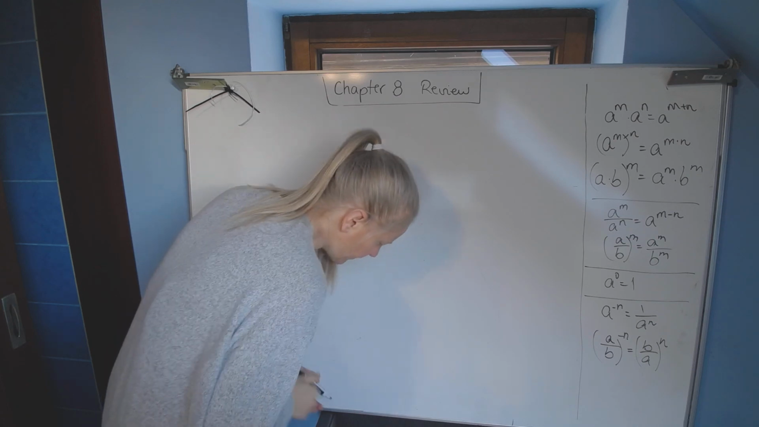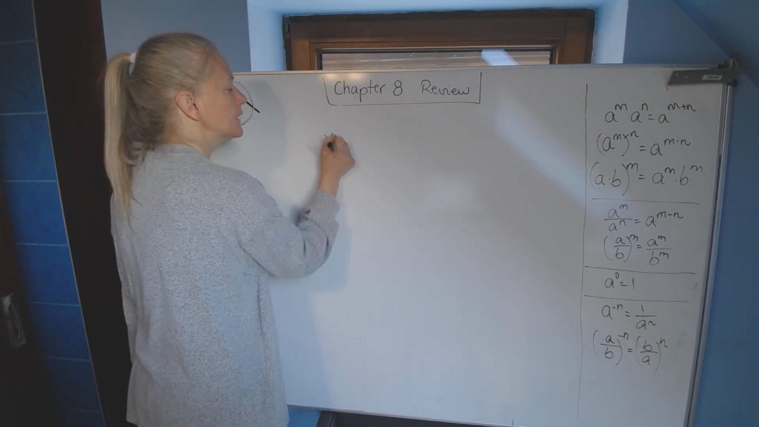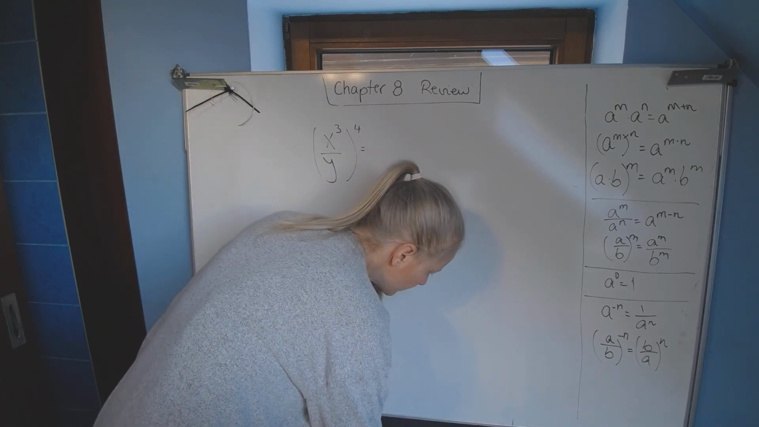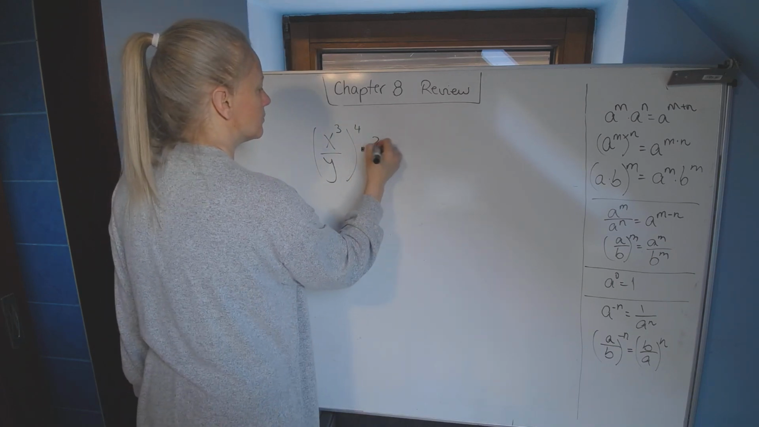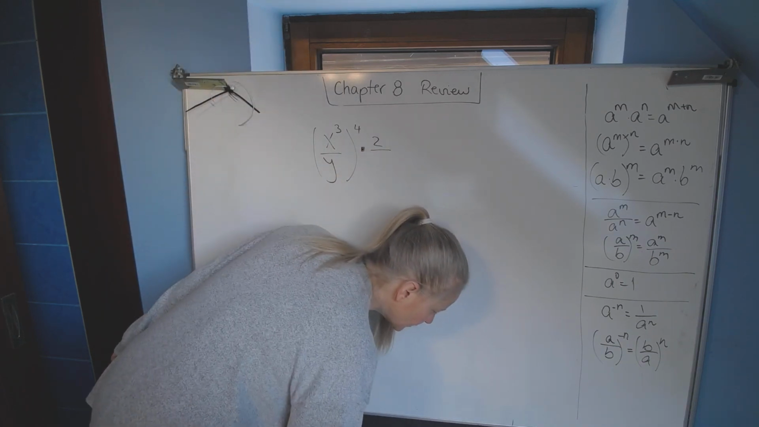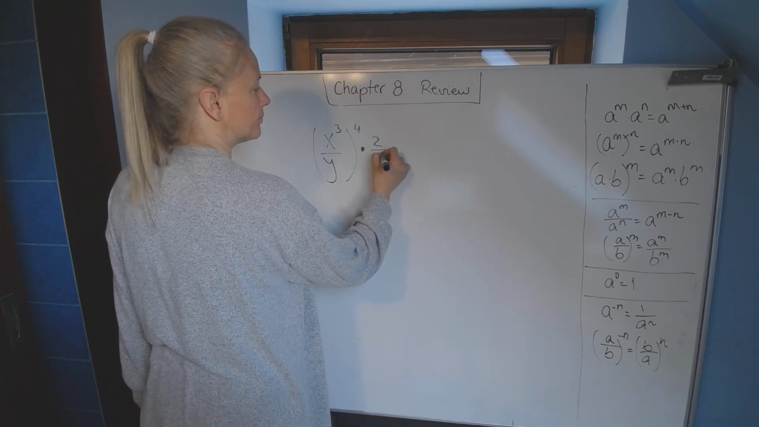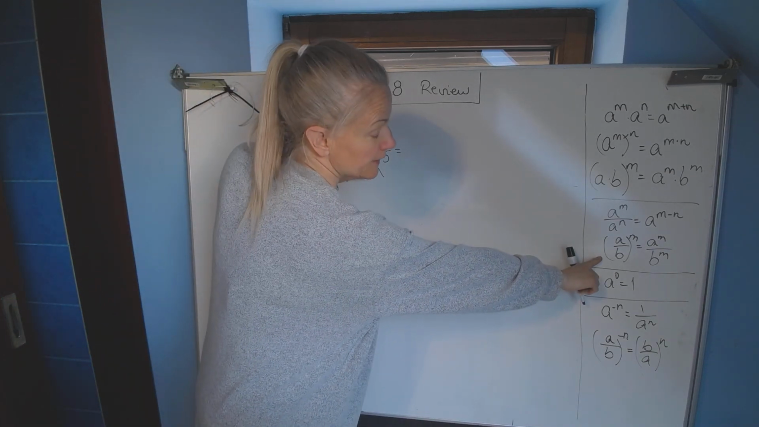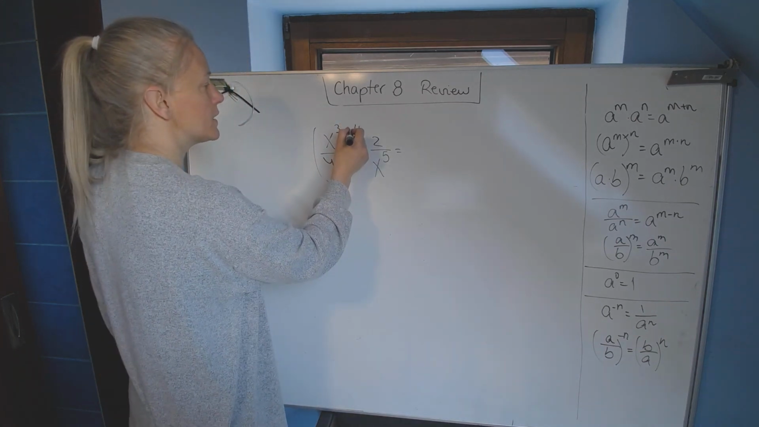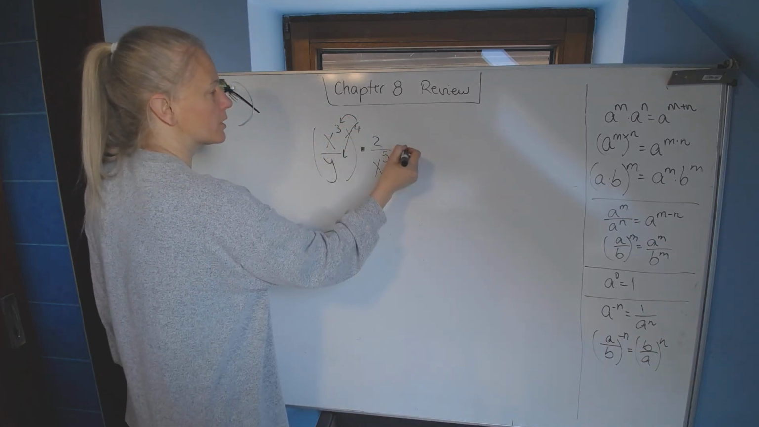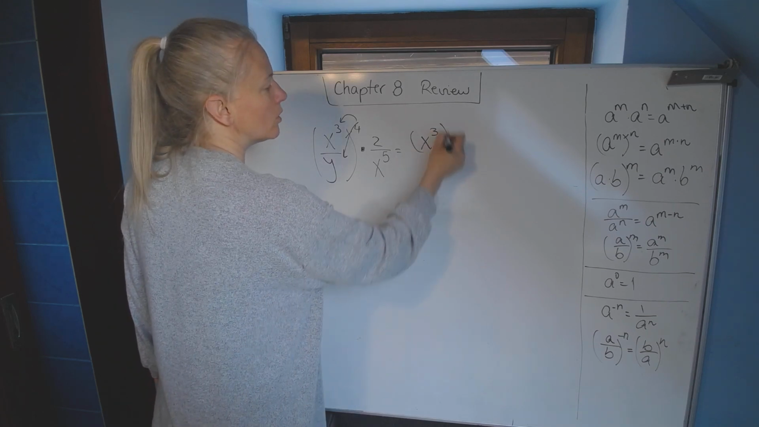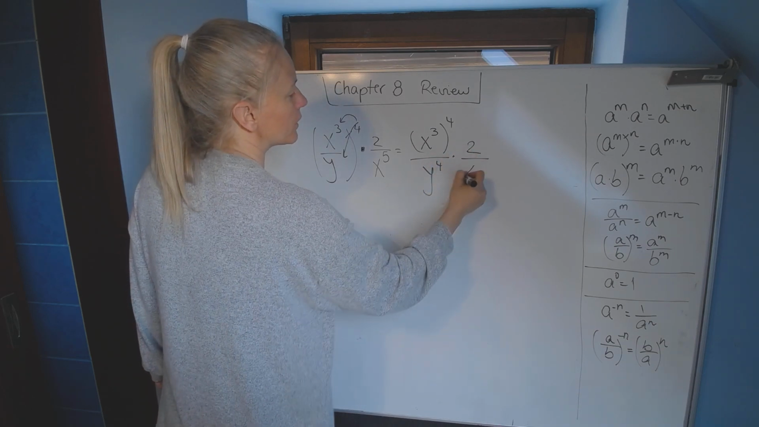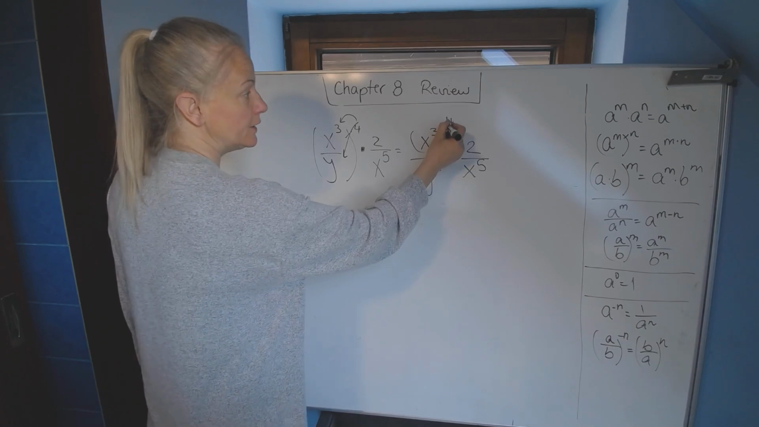If I turn the page and I'm on 544, it says simplify (x^3 over y) all to the fourth power, times 2 over x^5. So first of all, we're going to look at this. This looks like the distribution of the exponent: this fourth gets multiplied and distributed everywhere. This becomes (x^3)^4 over y^4 times 2 over x^5. We're going to continue to finish this one.